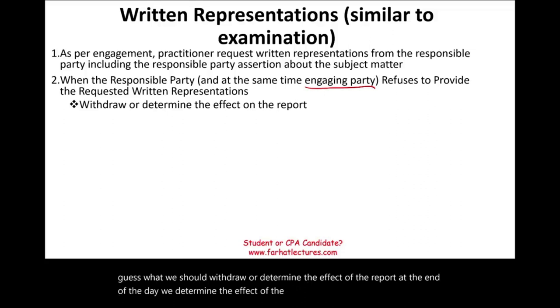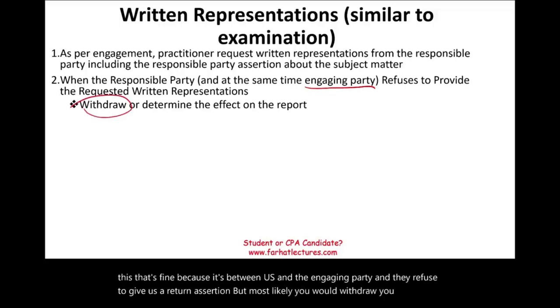If we're going to go through this, that's fine, because it's between us and the engagement party, and they refuse to give us a written assertion. But most likely, you would withdraw. You don't want to get involved with something like that.